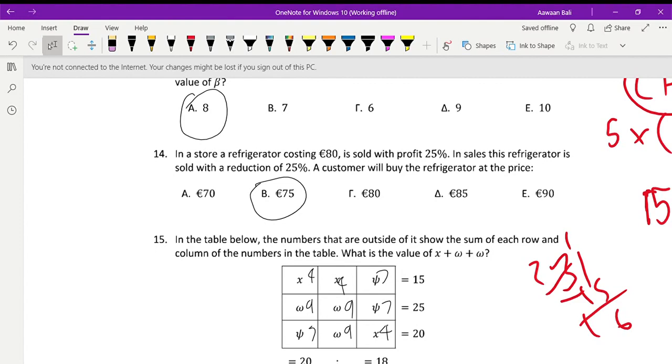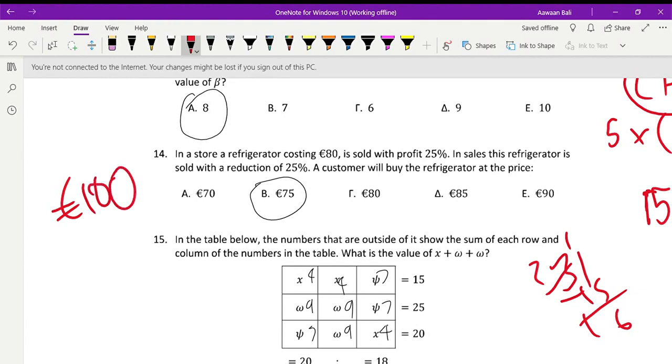So first it's sold with a profit of 25%, which means it will be sold at a price 25% more, which means a quarter more. A quarter of 80 is 20. So 80 plus 20 is €100. So it gets €100.